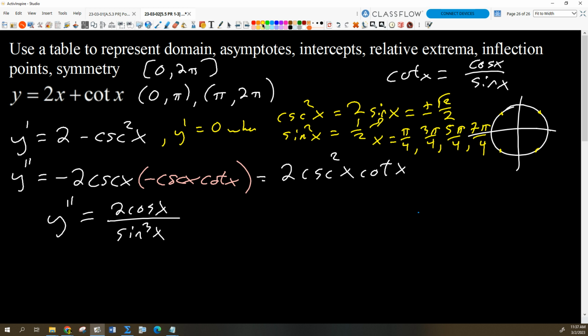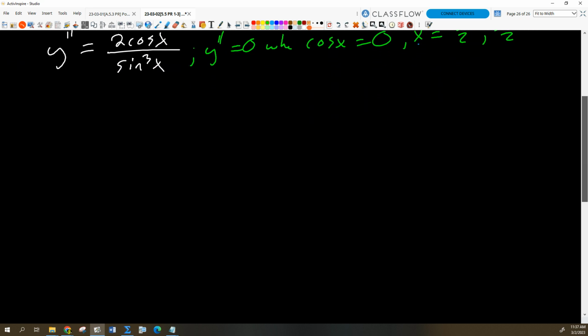Second derivative, y double prime equals 0 when cosine x equals 0. Well, cosine equals 0 there and there, right? So that's going to be at x equals pi halves, 3/2 pi. Okay, so now we could add all this stuff to our table.